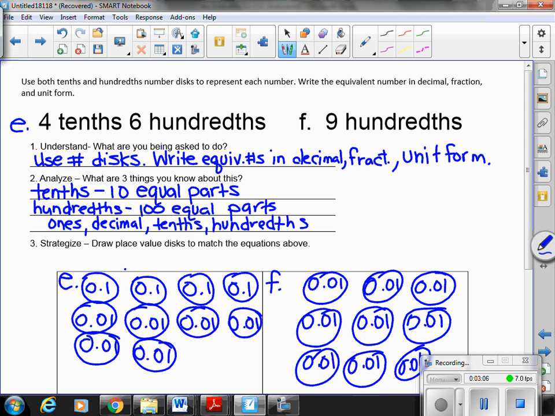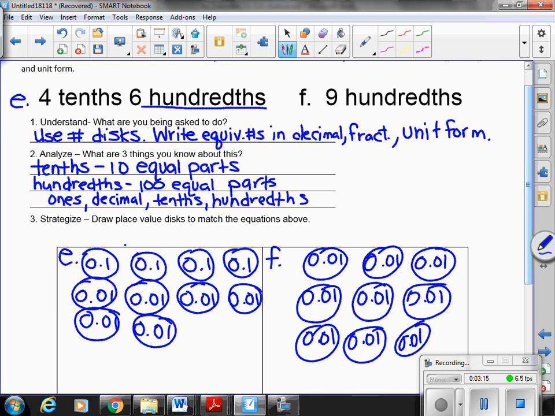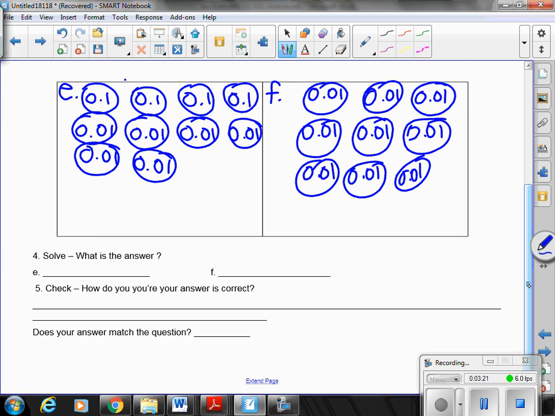Now I need to write equivalent numbers in decimal, fraction, and unit form. This right here is already in unit form. So I can just get that down. So my answers are as thus. I'm supposed to write it in decimal form. So if I count my tenths, 1, 2, 3, 4, I know that I can write 0.4, and here are my hundredths, which I probably should have done in a different color. There are 6. So that's my decimal form.